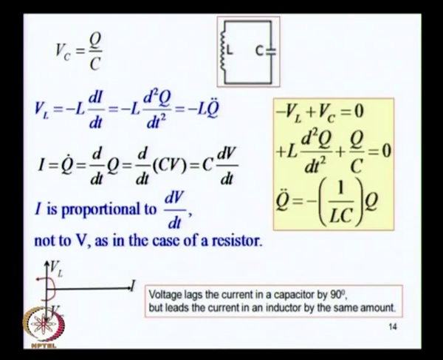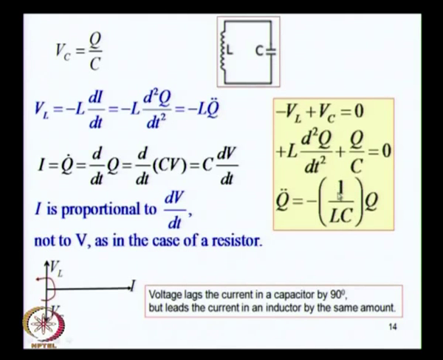So, now if you just set up this basic relationship, minus VL plus VC equal to 0, as it will have to be, and then you substitute these two quantities, you get an equation of motion for the charge. The second time derivative of the charge is directly proportional to the charge.